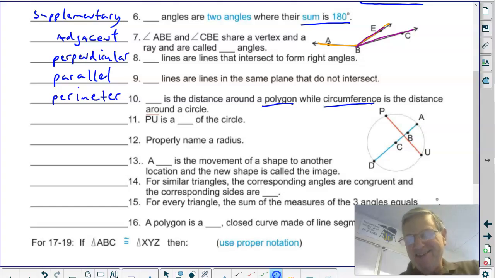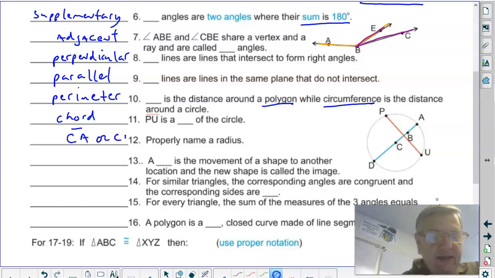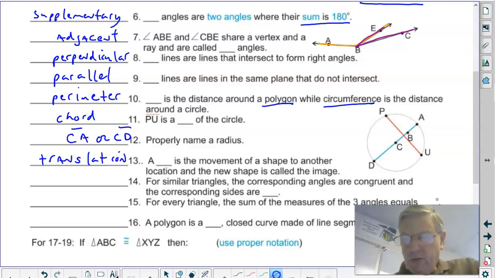All right, what is line segment PQ? PU, not PQ. PU, that's a good one. That is a chord, C-H-O-R-D, right? Its endpoints are points on the circle. Properly name a radius. You must start with the center point. You have 2 choices. From what I gave you, you could either say line segment CA or line segment CD. The C must be first, the A or the D second, and you must use the proper symbol over top. 13. A blank is the movement of a shape to another location, and the new shape is called the image. That's a translation. Translation is to move it to a new location.